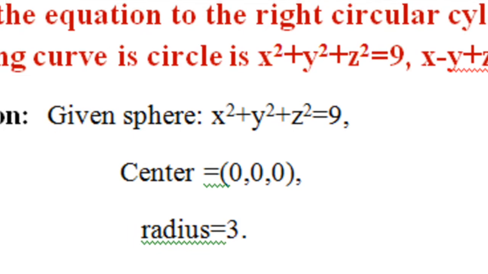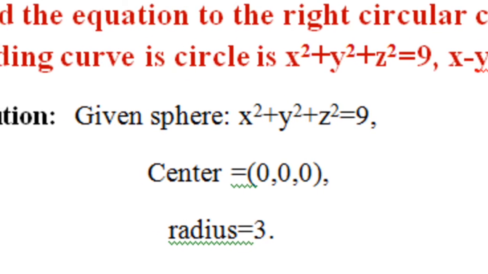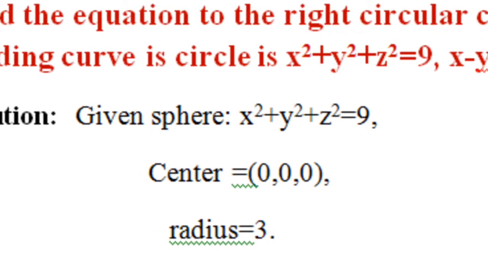Now first of all, write down the given sphere. That is, in the equation of the circle, you have to take the equation to the sphere. That is, x square plus y square plus z square is equal to 9. Here, you know very well what is the general form of the sphere and how to find the center and radius of the sphere. Just we will recall once again. The equation to the sphere is x square plus y square plus z square plus 2ux plus 2vy plus 2wz plus d is equal to 0.